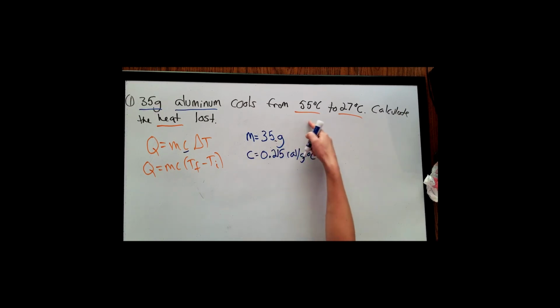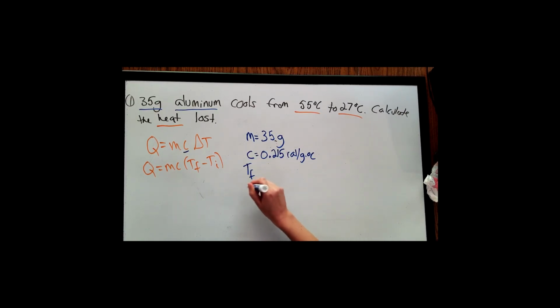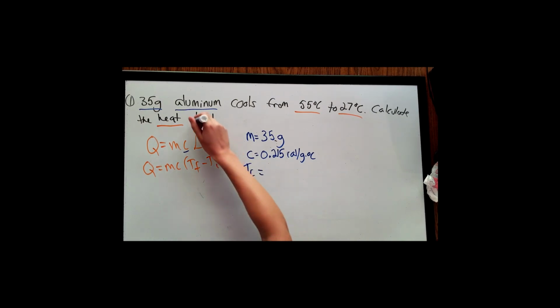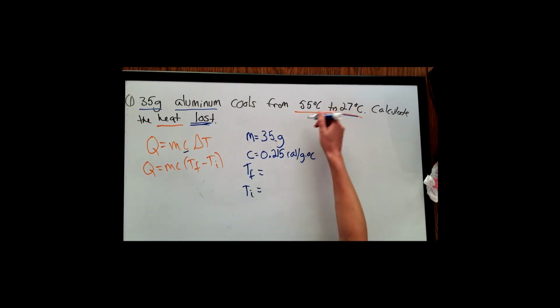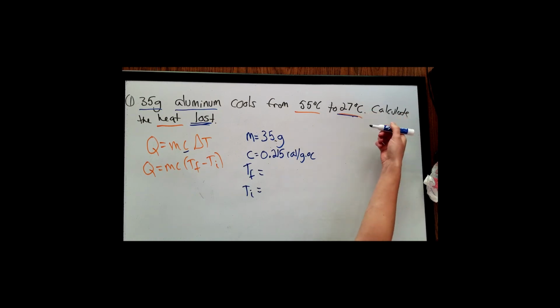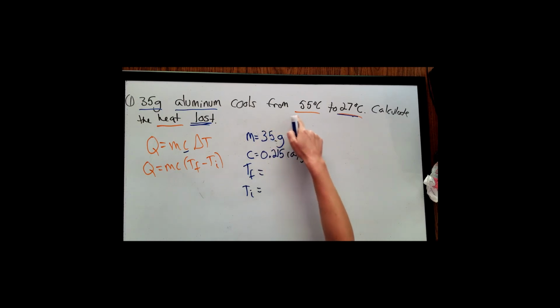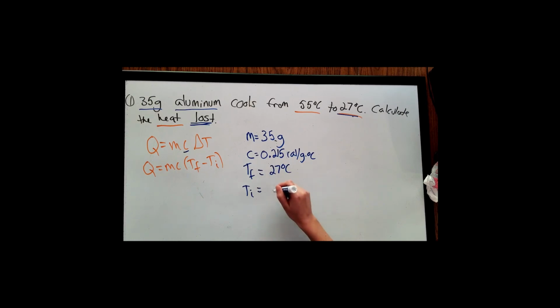And then there's two temperatures, so we need to figure out which one is the final and which one is the initial. Well, in this case, they're saying heat was lost. So I'm going to guess that the smaller number is going to be the final. Because if heat's lost, that means that the final temperature is lower than the initial. Okay, it's also saying it cools from 55 down to 27. So the second number is usually the final. So I'm going to put 27 degrees Celsius as my final. Then I'm going to put 55 degrees Celsius as my initial.